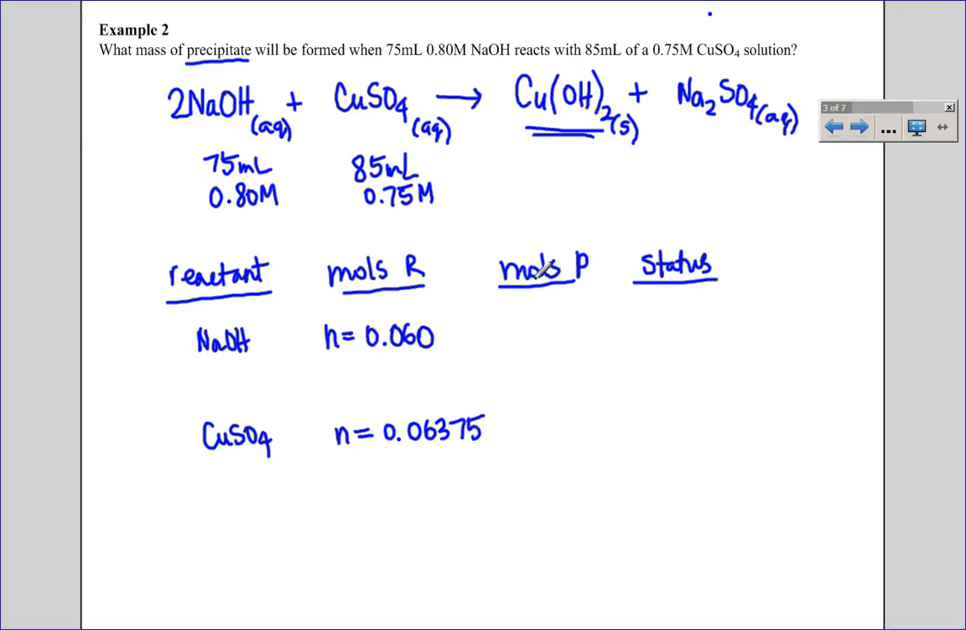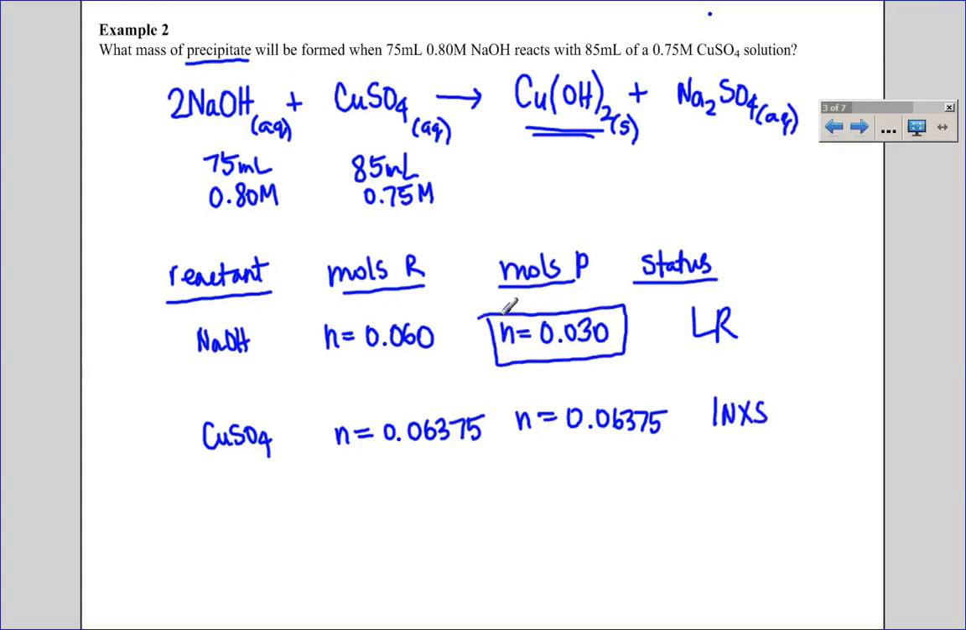To find the moles of the product, I need to apply the ratio. So for the sodium hydroxide, it's a 2-to-1 ratio. So my moles of copper hydroxide from sodium hydroxide are 0.030. And the copper sulfate and copper hydroxide are in a 1-to-1 ratio. So the moles of copper hydroxide based on the copper sulfate is 0.06375. At this stage, I can see that my limiting reactant is my sodium hydroxide. So the actual amount of product that I can produce in this case is 0.030 moles.